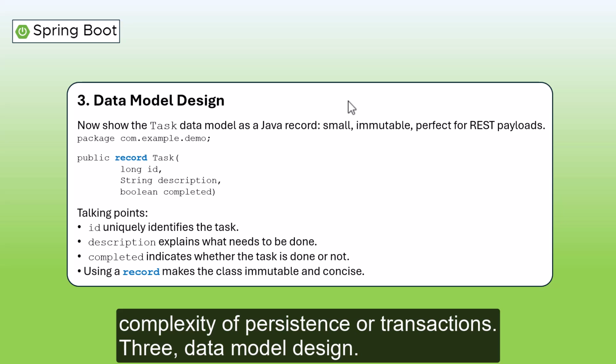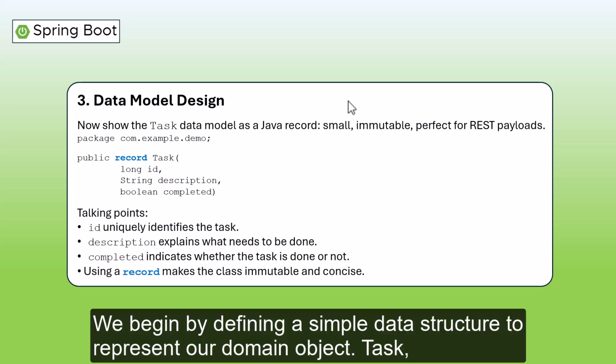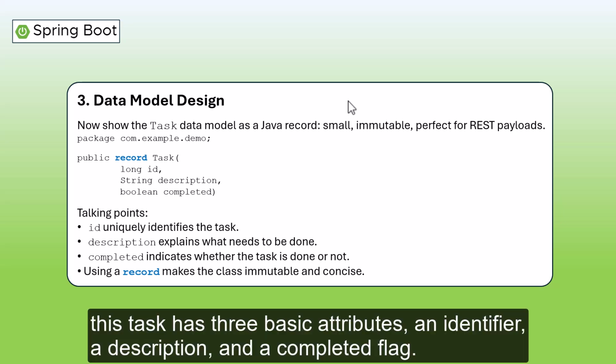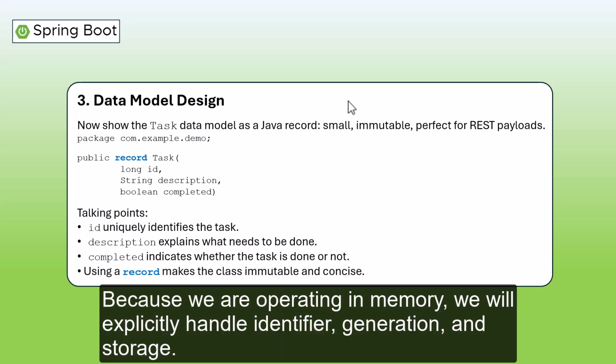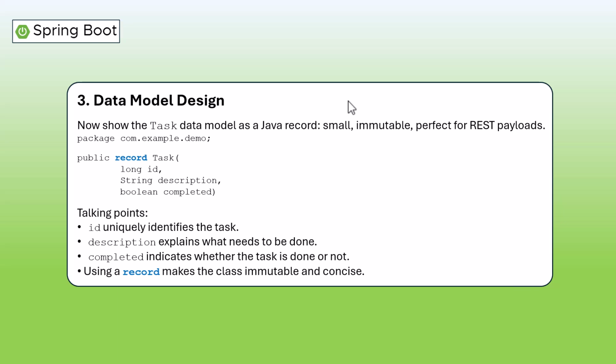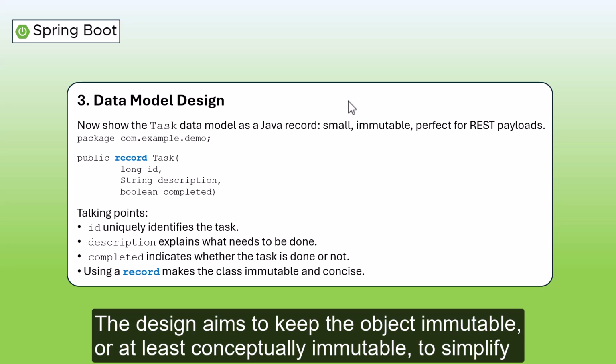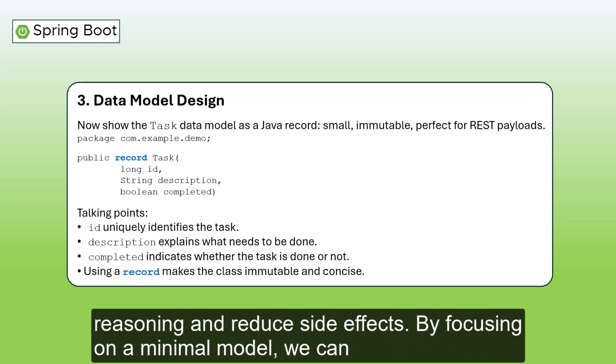3. Data model design. We begin by defining a simple data structure to represent our domain object, task. This task has 3 basic attributes: an identifier, a description, and a completed flag. Because we are operating in memory, we will explicitly handle identifier generation and storage. The design aims to keep the object immutable, or at least conceptually immutable, to simplify reasoning and reduce side effects.